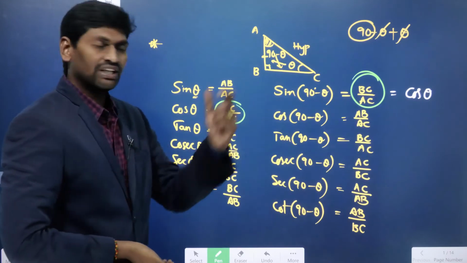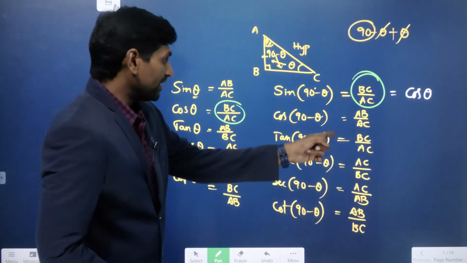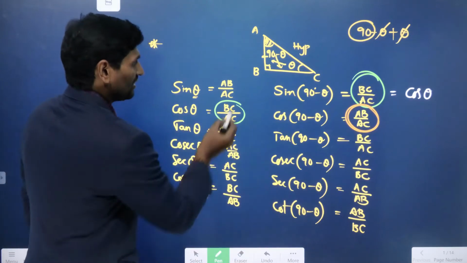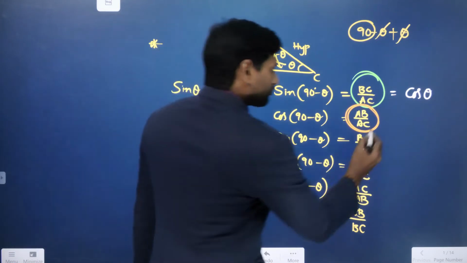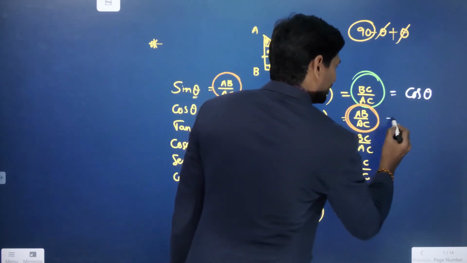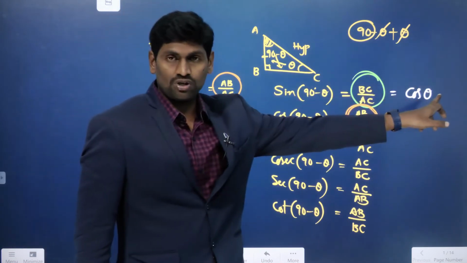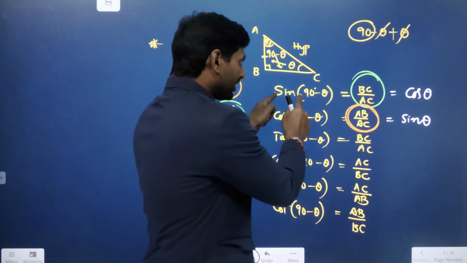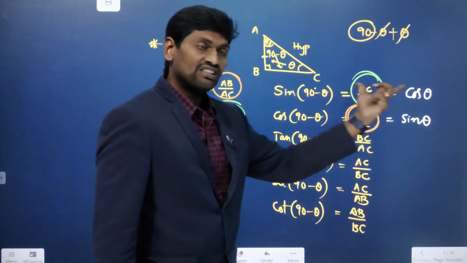Sin 90 minus theta equals cos theta. Now cos 90 minus theta is AB by AC. Compare here, AB by AC, what is that? AB by AC is for sin theta. So from this we can write cos 90 minus theta equals sin theta. Check these two: sin 90 minus theta becomes cos theta, cos 90 minus theta becomes sin theta. So the complementary of sin is cos, and the complementary of cos is sin.